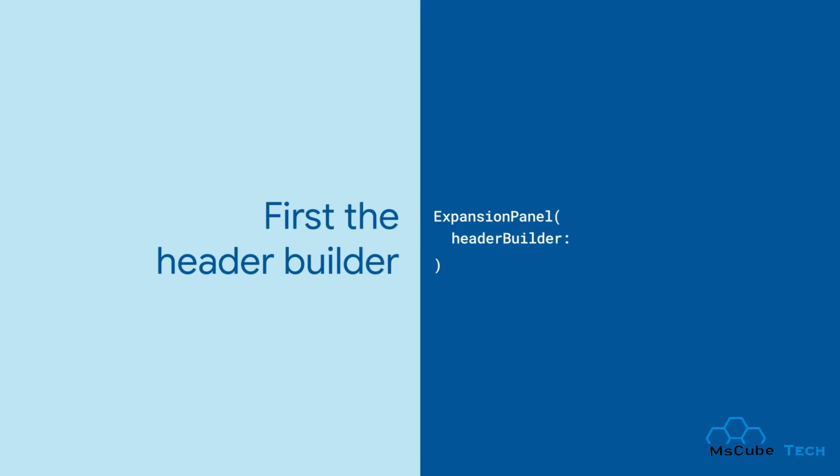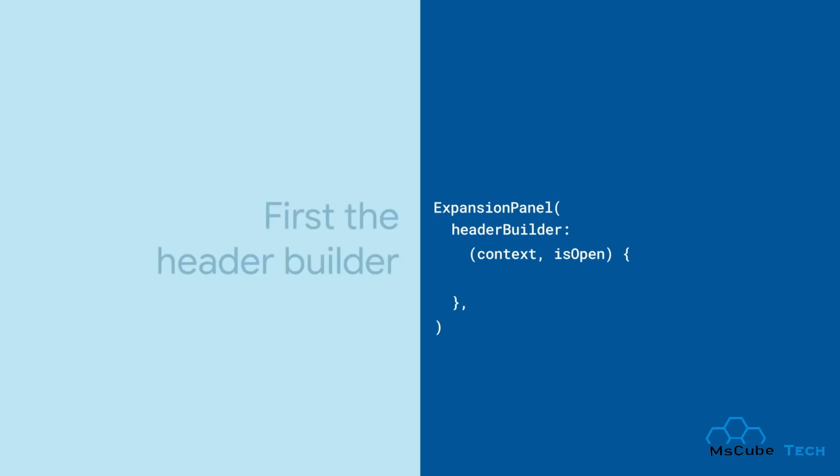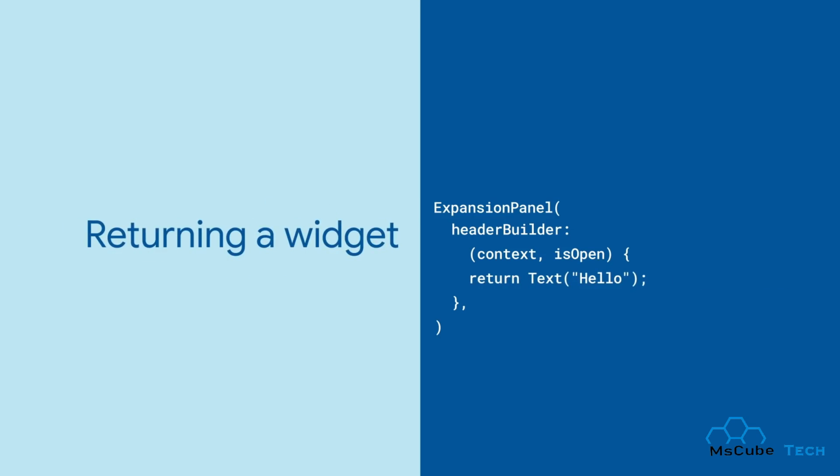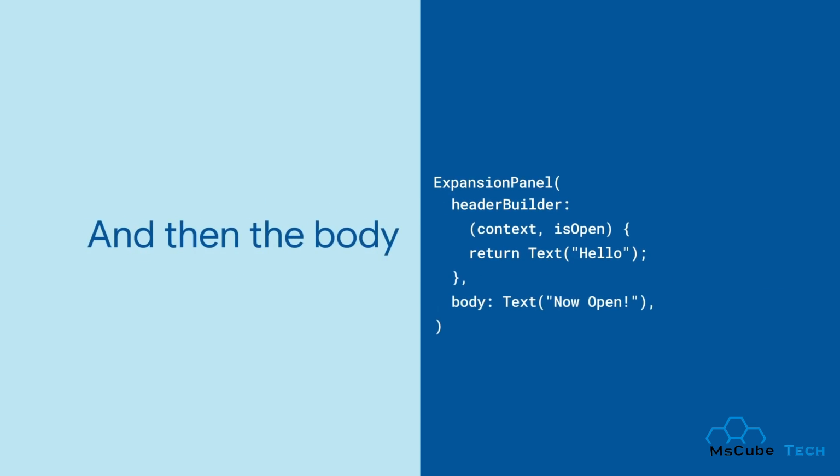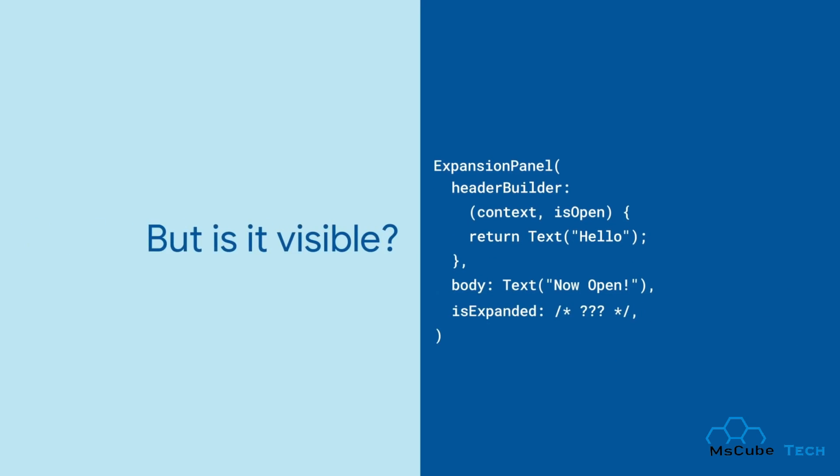Start with the header builder, which returns what the first line of this panel will be. It takes a context and a boolean, so you can change what it looks like when the panel is open versus closed, and returns a widget. Next up is the body, which contains the contents of the opened panel. And finally is the boolean, isExpanded, to indicate whether or not this panel is currently open.